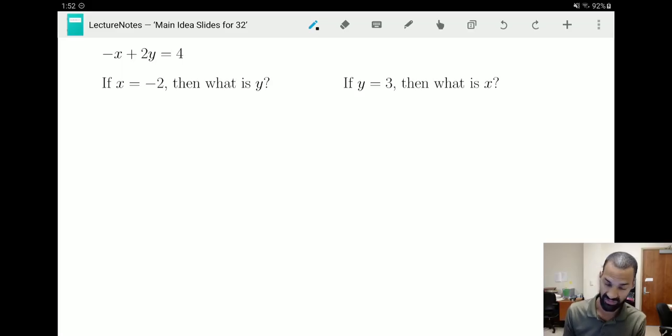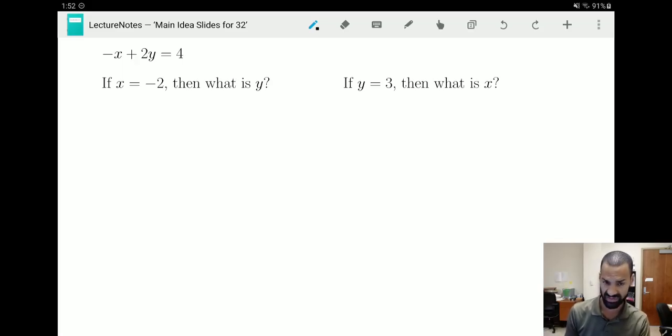So negative x plus 2y equals 4. That is a two variable equation. We have two variable terms on the left side, we have a constant term on the right side, but notice the difference in the variable terms. One's in terms of x and one is in terms of y. That matters, right? So the first question here, if x equals negative 2, then what is y?